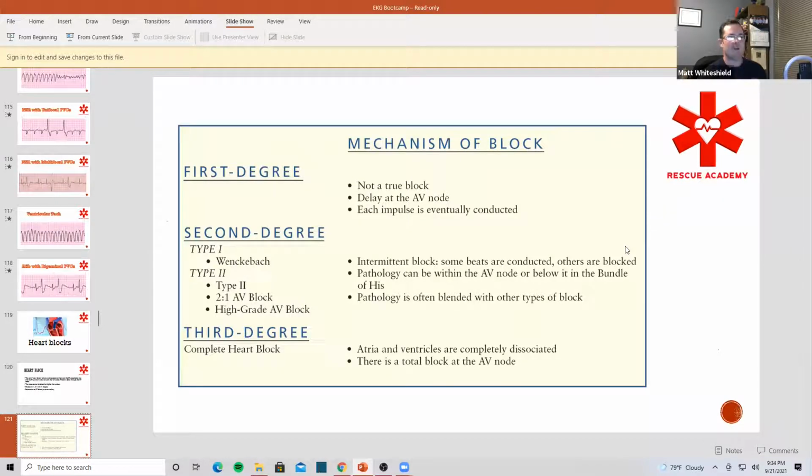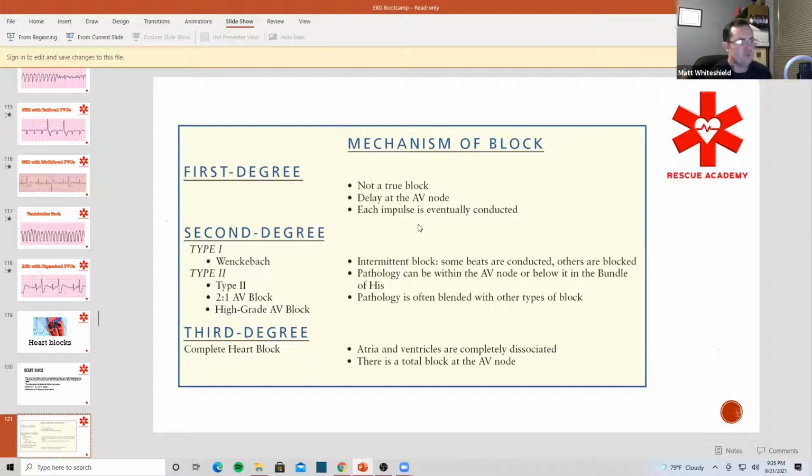Second degree type 1, also known as Wenckebach, also known as Mobitz 1. All right, there's an intermittent block. Some beats are conducted and others are blocked altogether, which means that there's going to be a missing beat, right? There's going to be a completely gone, vanished QRS complex. It says pathology can be within the AV node or below in the bundle of His. Pathology is often blended with other types of blocks as well.